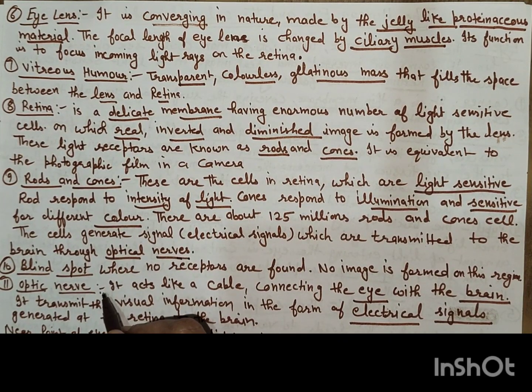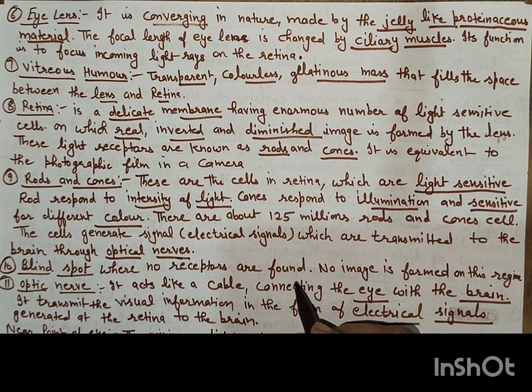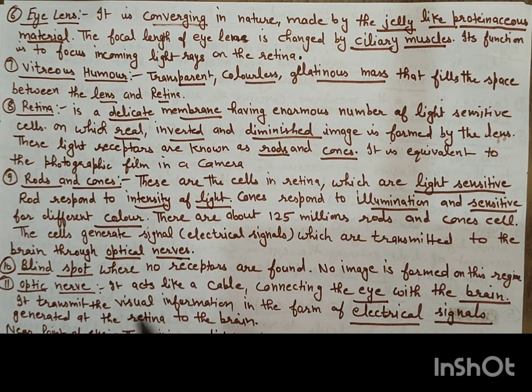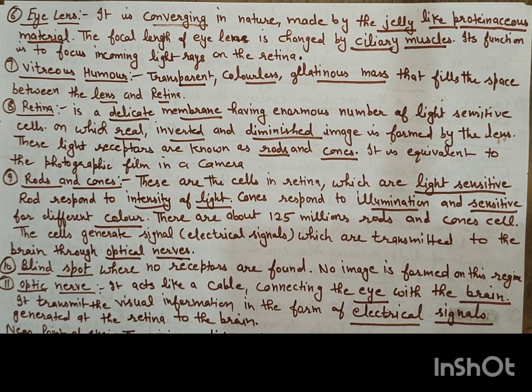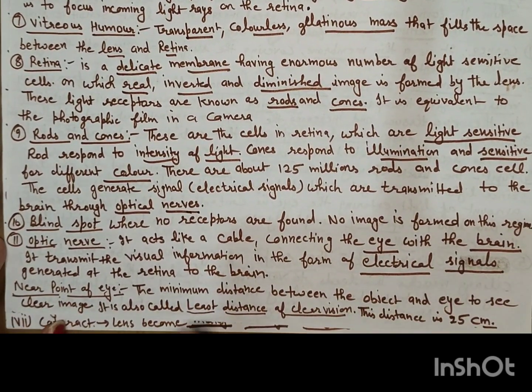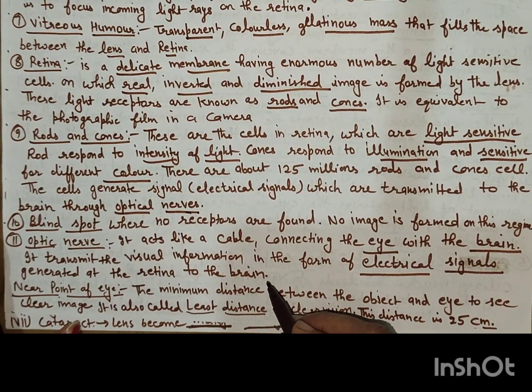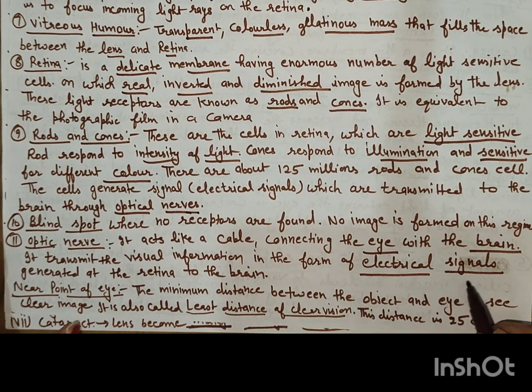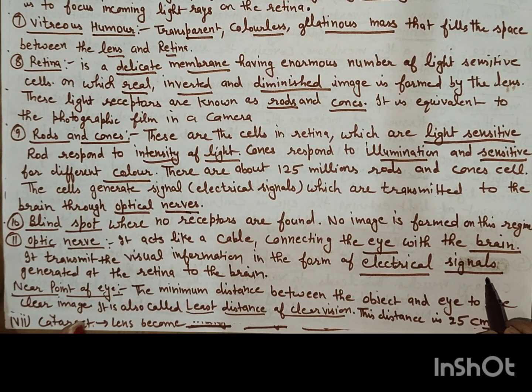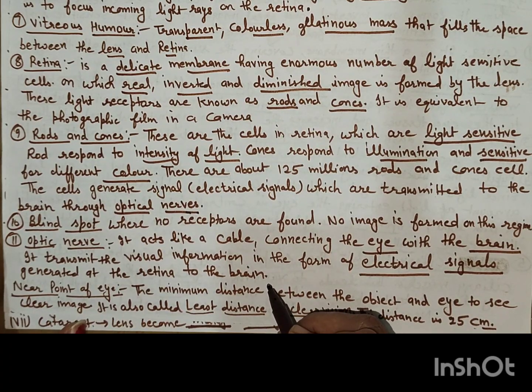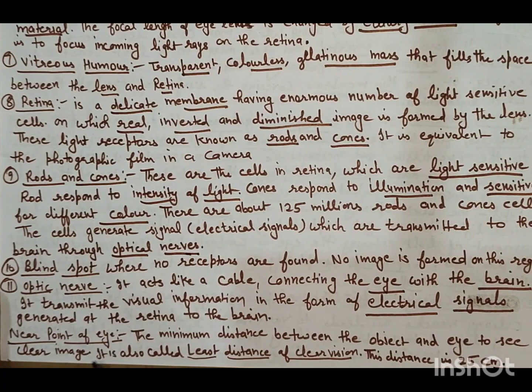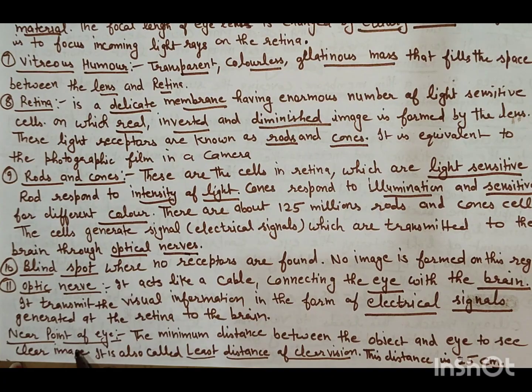Blind spot. No receptors are found on the blind spot, so no image is formed on this region. Optic nerve. It acts like a cable connecting the eye with the brain. It transmits the visual information, in the form of electrical signals generated at the retina, to the brain. There are some terms related to the eye.